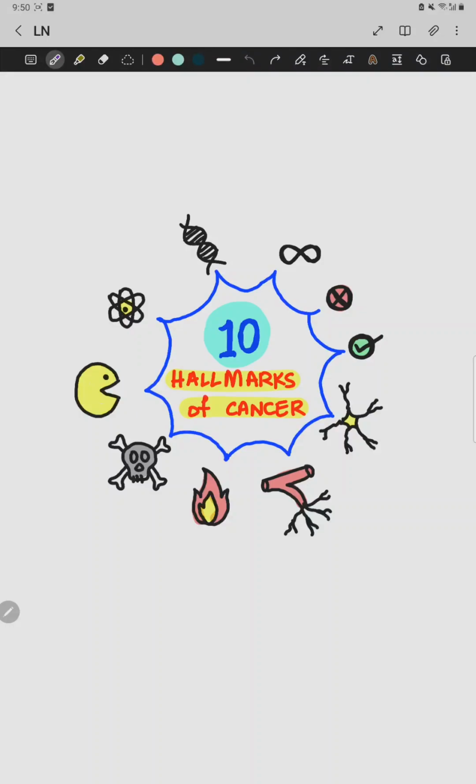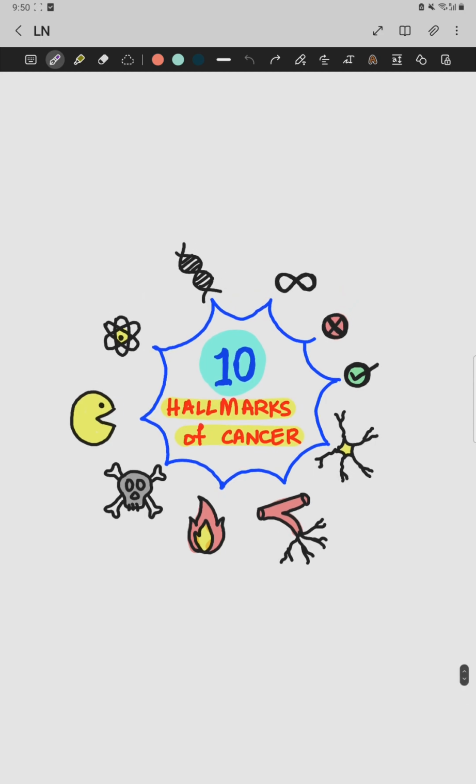Hello, I'll be talking about the 10 hallmarks of cancer. They were introduced in the year 2000 by Hanahan and Weinberg. They added around 6 hallmarks, and in 2011, 4 more were added. Among those, the first one is unlimited replicative potential.